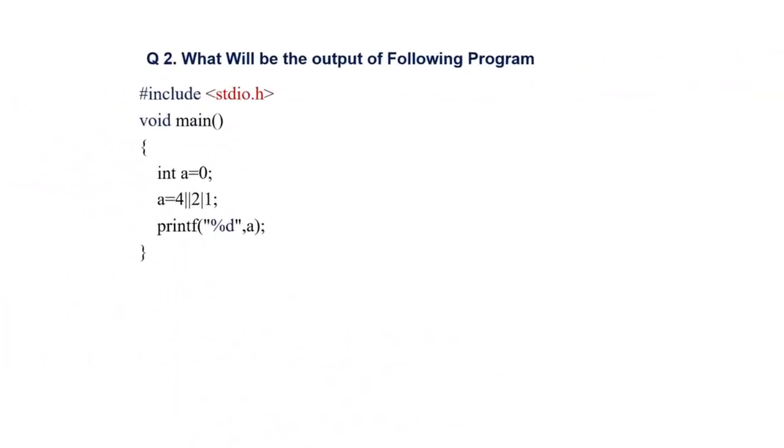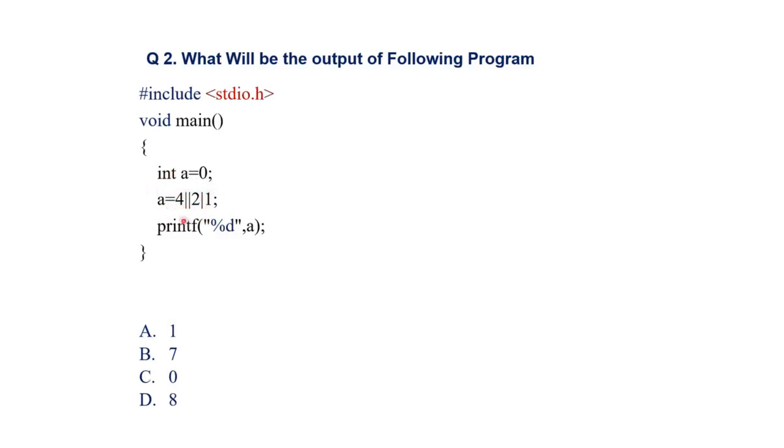This is our next question where you have to tell the output of this program, and these are the options from where you have to select one correct answer. Here in this program, integer variable a is declared and initialized with the value 0. The next statement is an assignment statement where there are two operators: a logical OR operator and a bitwise OR operator.